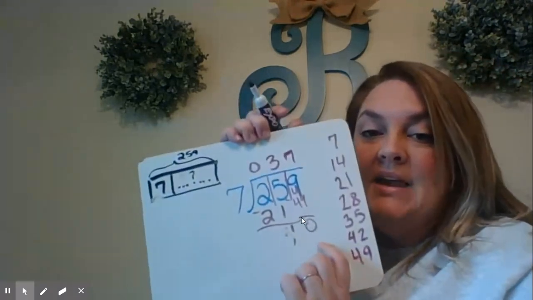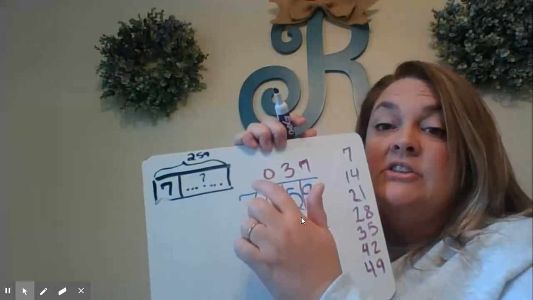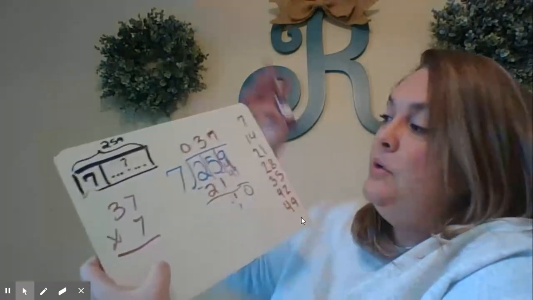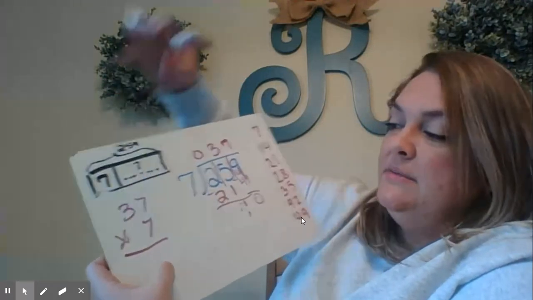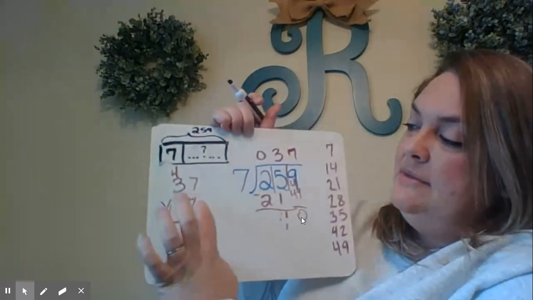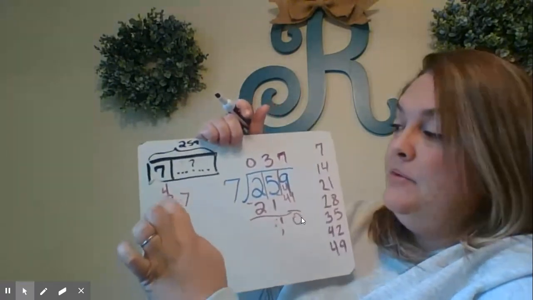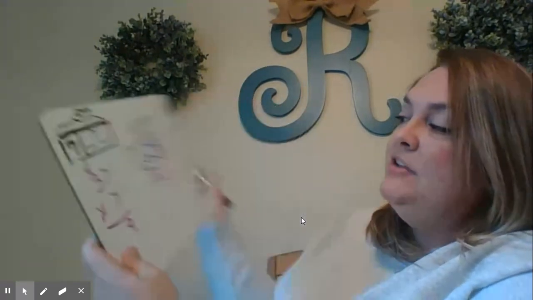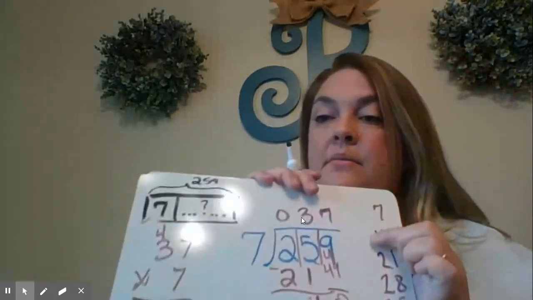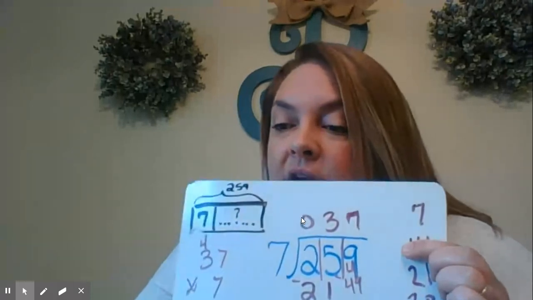So right now I have my answer as 37. To check that, I would take my 37 times 7. So off to the side, I'm going to go ahead and do that to make sure my answer is correct. So I take my quotient times my divisor. 7 times 7 is 49. I put my 9 down and regroup my 4. 7 times 3 is 21. I can't forget my bonus points. 2, 3, 4, 25, 259. So I got that in. That was my dividend right there.